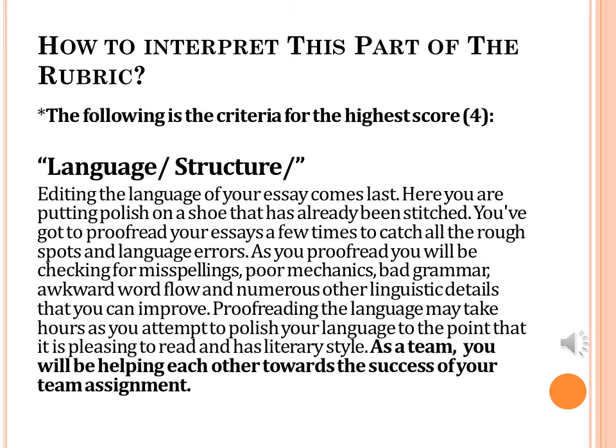Finally, the last slide. How to interpret this part of the rubric. The following is the criteria for the high score. 4. Language, structure. Editing the language of your essay comes last. Here you are putting polish on a shoe that has already been stitched. You have got to proofread your essay a few times to catch all the rough spots and language errors.